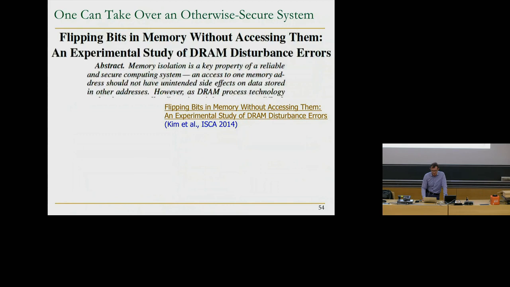So basically, I think you've seen this before, but I'm going to give you the context better right now. Now you know about memory protection and all of these software infrastructure that people have built to protect one page from another page. That's essentially memory isolation or memory protection, right? And this is the first sentence from the paper that we wrote in 2014. It's a key property of a reliable and secure computing system, and access to one memory address should not have unintended side effects on data stored in other addresses. We're violating this key property with this. So any protection mechanism that you build, assuming this property, is useless. That's the importance of the reliability of hardware at the bottom.